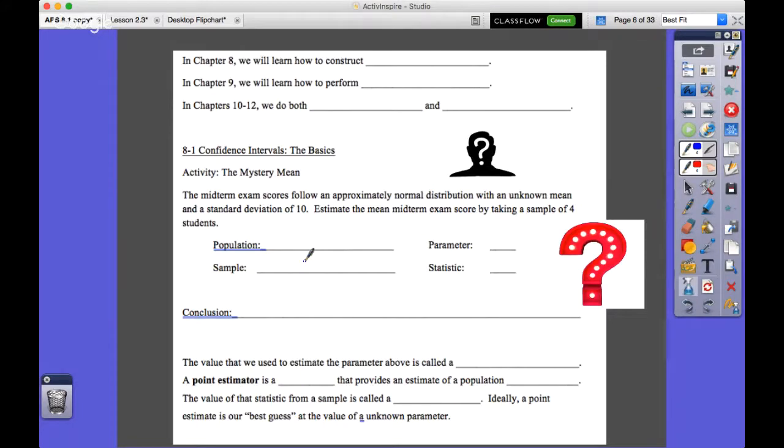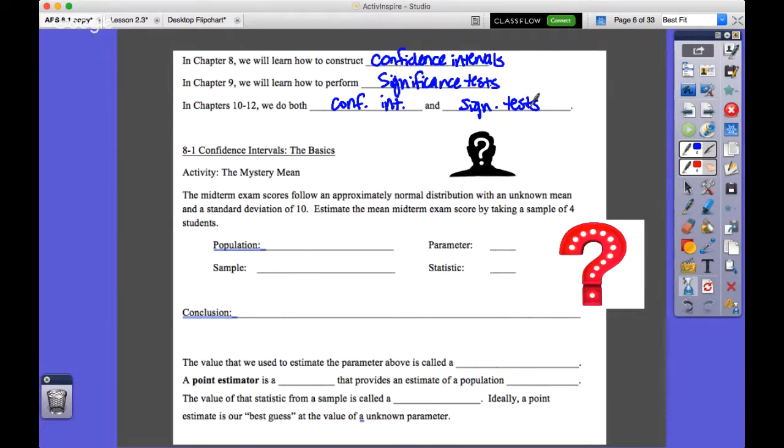Okay? All right. I told you I'd keep it under 10 minutes. So let's go. As we go into this section, we talked about in Chapter 8 how we're going to construct confidence intervals. So we'll start off with that. We have what's called confidence intervals. That's what we talked about. As far as Chapter 9 is concerned, we're going to go to more significance tests. You'll see that as well. And in Chapters 10 through 12, we do both confidence intervals and significance tests. So that's just telling you where we're headed.